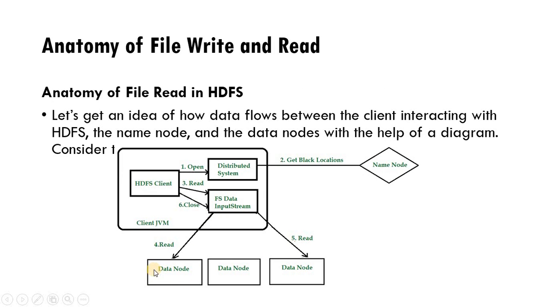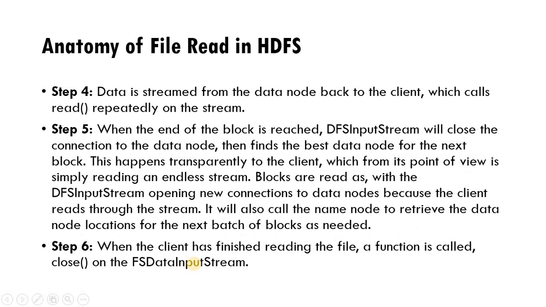In step 5, when the end of the block is reached, suppose in this figure there are 128 MB of data stored. After the end of that 128 MB block is reached, the DFS input stream finds the best data node for the next block. This happens transparently to the client, which from its point of view is simply reading an endless stream. Blocks are read with the DFS input stream opening a new connection to the data nodes. As the client reads through the stream, it will also call the name node to retrieve the data node locations for the next batch of blocks as needed.